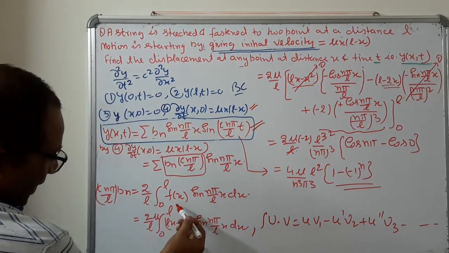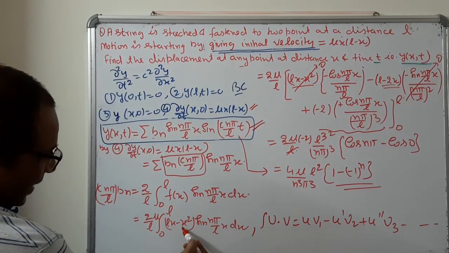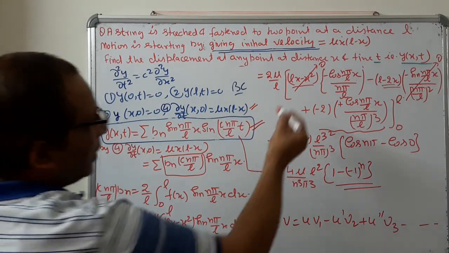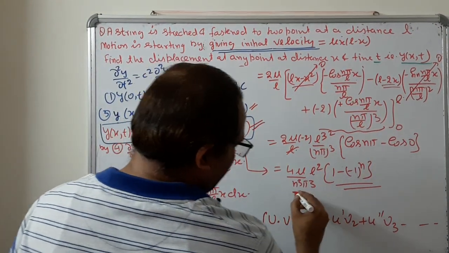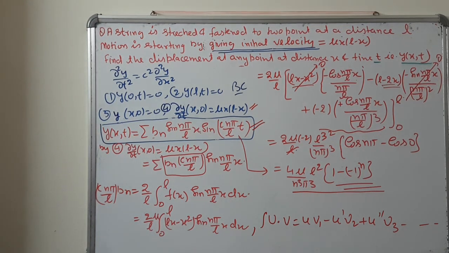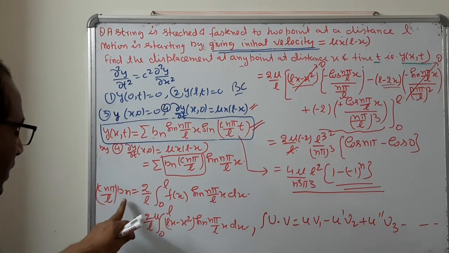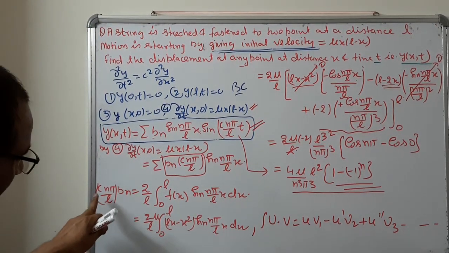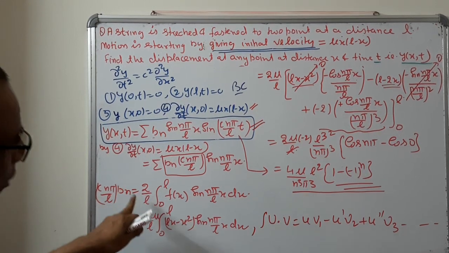So we just integrate here, put the value of this f(x) = Lx - x² as earlier and then solve this integration and we get this value. Up to this the question will be same. Now what is the difference? The difference is in the earlier question here is Bn, in this question here is Cnπ/L into Bn.